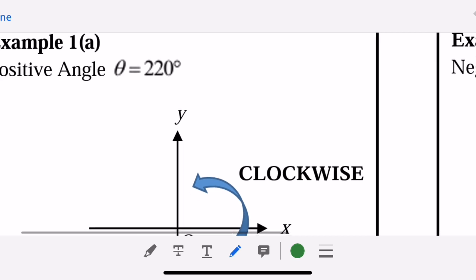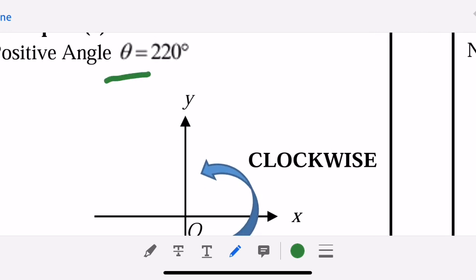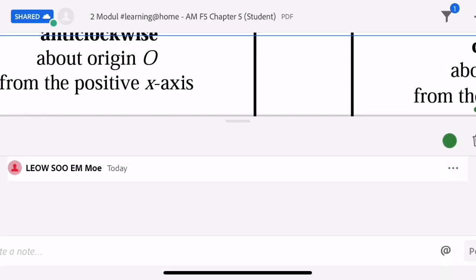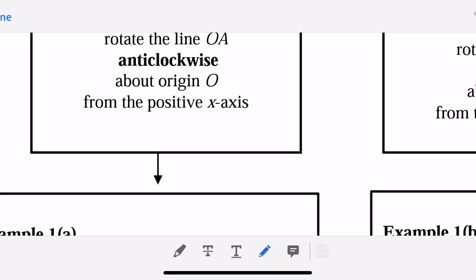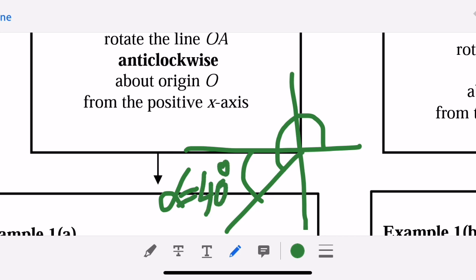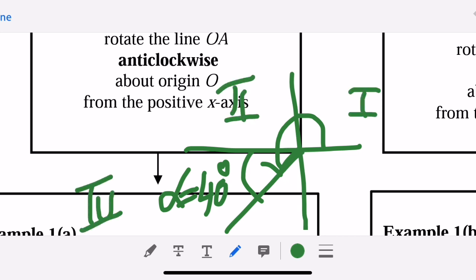For example, we have theta, which is positive 220. We measure from here: positive 90, positive 180, then 220, which is somewhere around here. If you are asked to label the alpha, you need to show how the alpha looks. This is alpha, which is 40 degrees. So for positive 220, we draw the arrow. This is the first, second, and third quadrant. So this angle is positive 220 degrees.